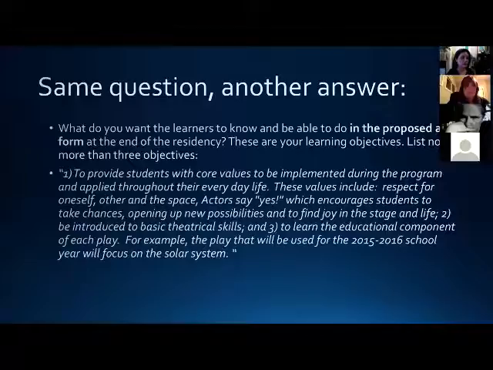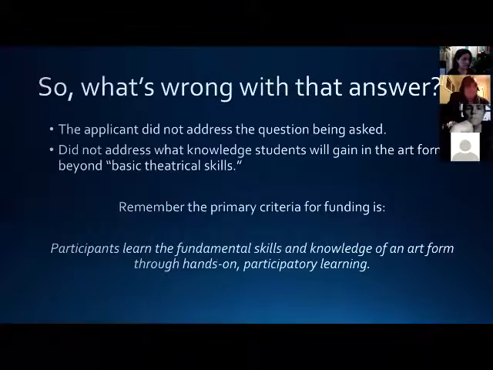Now, they did use numbers, certainly. However, they also had a lot of grammar and spelling mistakes. But more than that, the applicant did not address the question being asked. Remember, the primary criteria for funding this grant is participants learn the fundamental skills and knowledge of an art form through hands-on participatory learning. And they did not address what knowledge students will gain in the art form beyond, quote, basic theatrical skills. They talked about social and emotional skills, which are a benefit of participation in theater. However, that does not fit our criteria for funding.